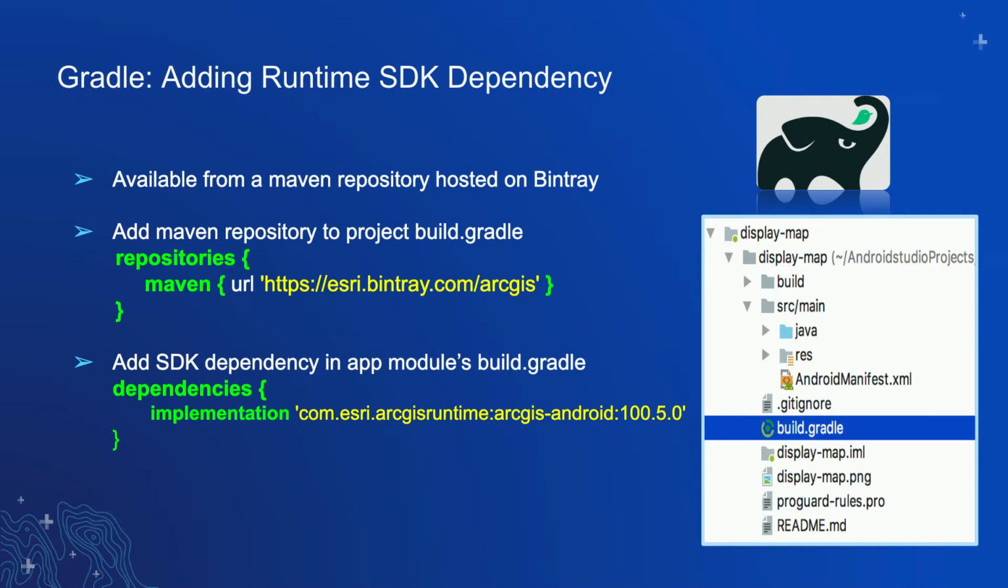Out of the two ways of downloading the SDK, obviously the easiest and more popular way is to include the SDK as a dependency in your Android project, because we host our SDK on Bintray, which is a Maven repository. So all you need to do is go to your app, find the root build.gradle file, and add the Bintray URL as a Maven URL in the build.gradle file, and in the dependencies section, you just include the Runtime SDK. And then you just build the app, and the SDK is downloaded for you.